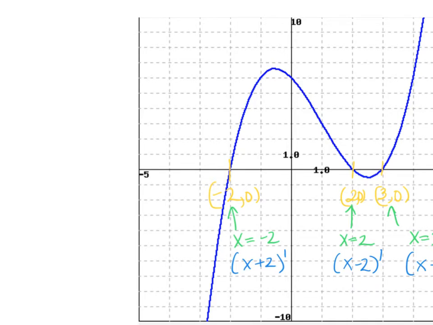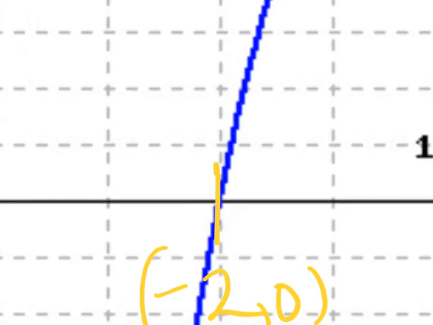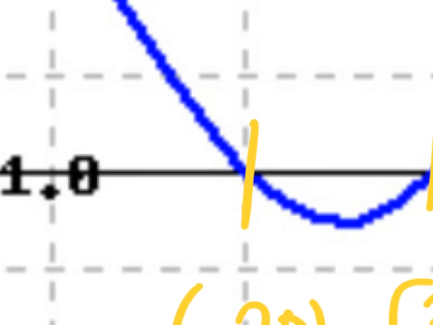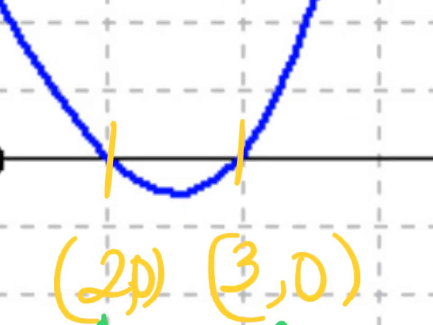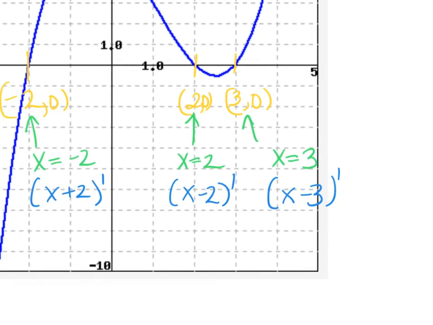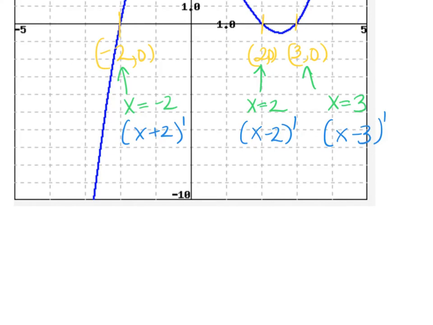Because these are all passing like lines, if I were to zoom in, that looks like a line. If I zoom in way in on this one, that looks like a line. Zoom in on this one, that looks like a line. So they're passing like lines, so I know my multiplicities are all 1.